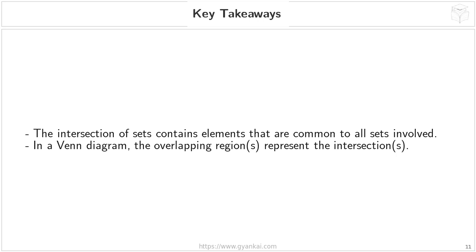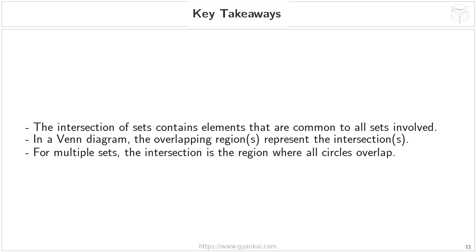Next, in a Venn diagram, we visually represent this intersection. The overlapping region or regions of the circles always represent the intersection of those sets. Think of it as where the sets come together. Finally, and this builds on what we saw with three sets in the previous example, for multiple sets, meaning more than two, the intersection is specifically the region where all of the circles overlap. It's that very central area where everything is shared.